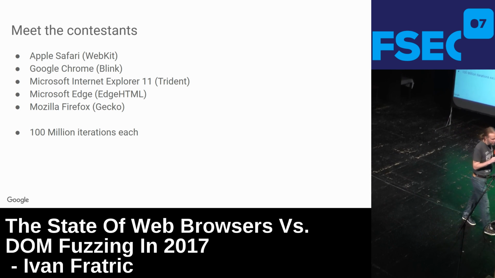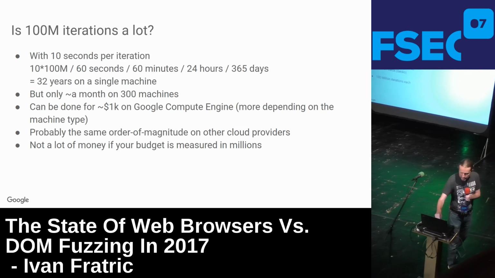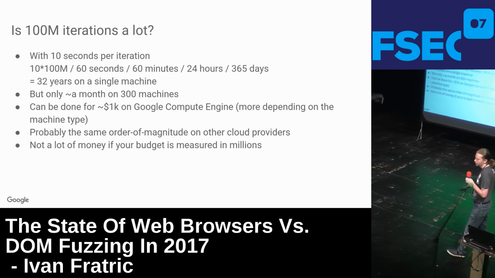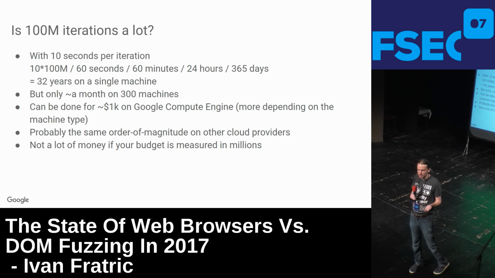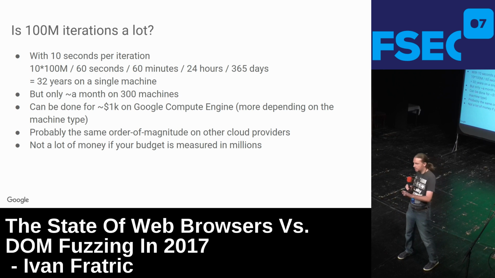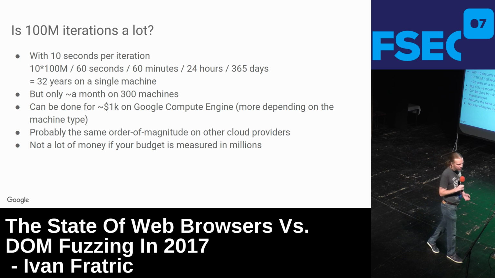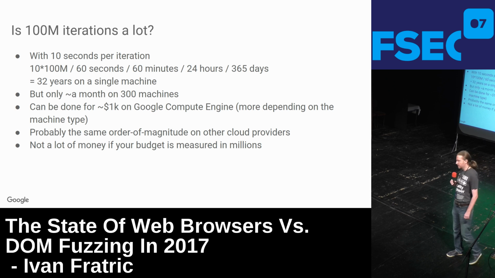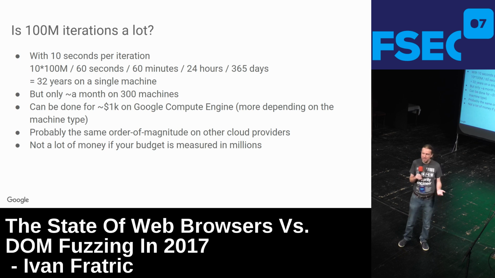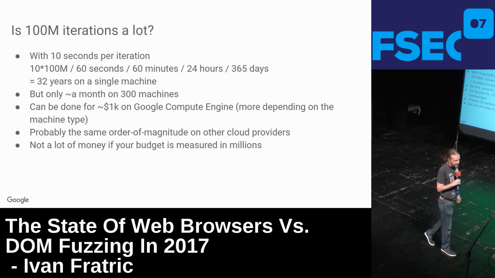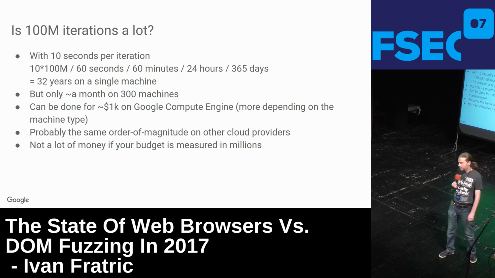And 100 million iterations might sound like a lot. And in some sense it is. For example, if you just want to fuzz on a single machine, and if you assume that a single iteration is going to take you 10 seconds, and keep in mind that the samples generated by my fuzzer can be quite large, then you would come to a fuzzing time of around 32 years. So of course you wouldn't do it that way. But if you have a fuzzing cluster of say 300 machines, then the same number of iterations would take about a month or a bit over a month, and that's more realistic.